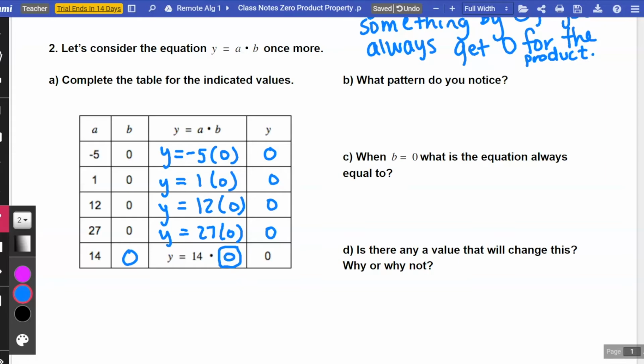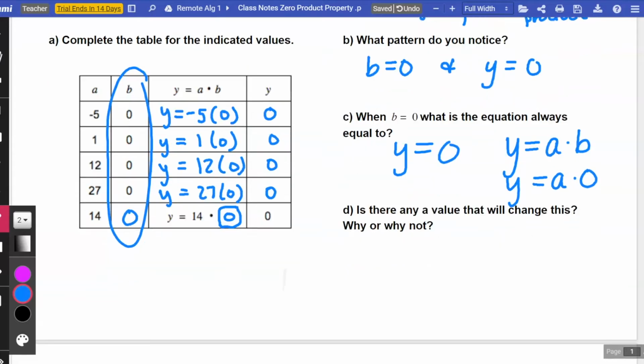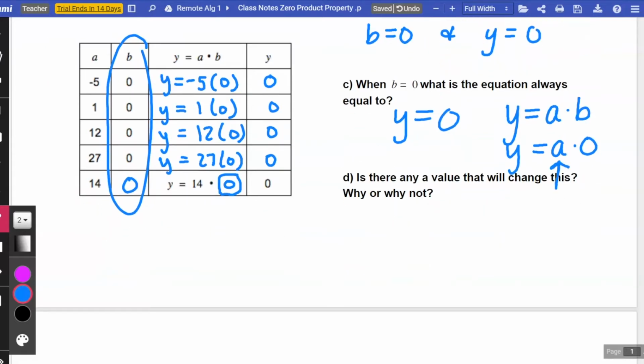What patterns did you notice? Well, I noticed that b was always equal to 0, and y was always equal to 0 as well. When b equals 0, what is the equation always equal to? 0. Is there any value that will ever change this? When y is equal to a times b, if we plug in 0 for b, what are we always going to get for y? 0. If I multiply any number a by 0, I'm always going to get 0.